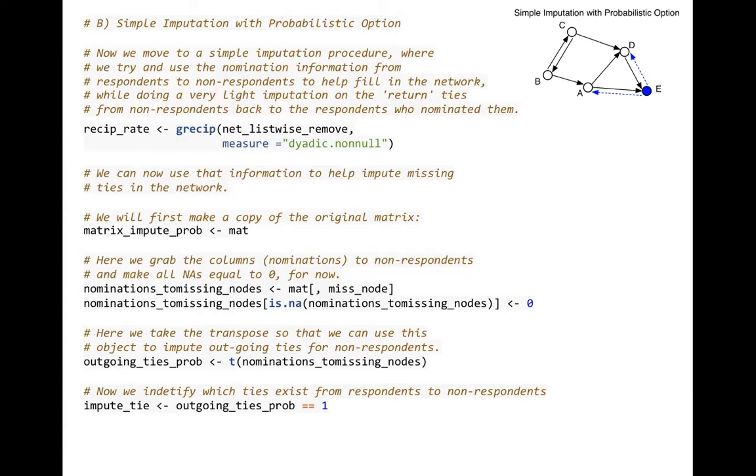The example is worked out in full detail in the R code, but I'll give you a flavor for it. Basically, first you need to calculate the observed reciprocity rate. Note this is on the observed network, just the network we constructed using listwise deletion. That is what you would use as your best guess of the reciprocity rate. Then the rest of this slide is mostly getting the data into shape.